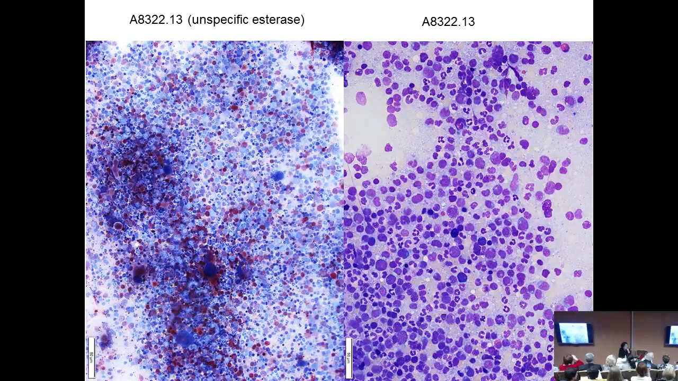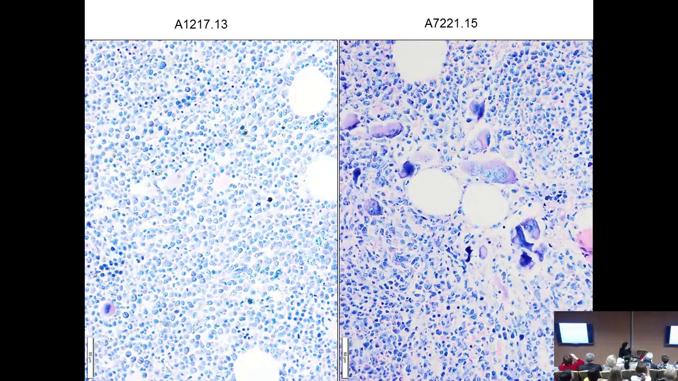The first case is a CMML, typical CMML. Here you see brownish the unspecific esterase, which highlights the increased monocytes in the smear of the bone marrow, and you also see here all these increased monocytes in this bone marrow smear. This was 2013, and in 2013, the bone marrow looked like this. You also see here in histology the increase of monocytes.